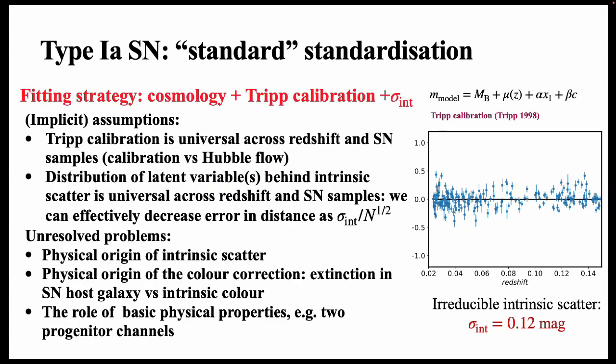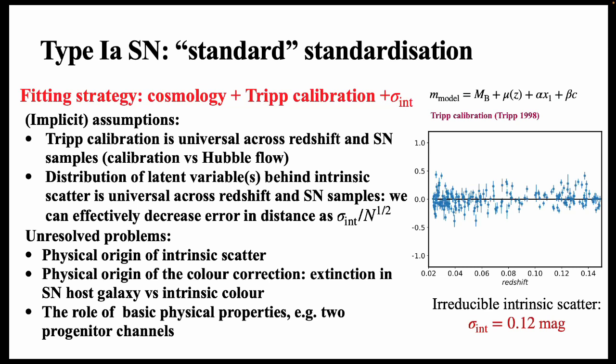So the state-of-the-art strategy is that we typically fit cosmology together with Tripp calibration. We have these alpha and beta linear coefficients in the Tripp calibration, you can see here, plus sigma intrinsic, which is basically a parameter describing this residual scatter on the Hubble diagram. That's the state of the art. This is what you find in all cosmological papers. And I want to go through a few points, giving you motivation why you shouldn't be satisfied with this.